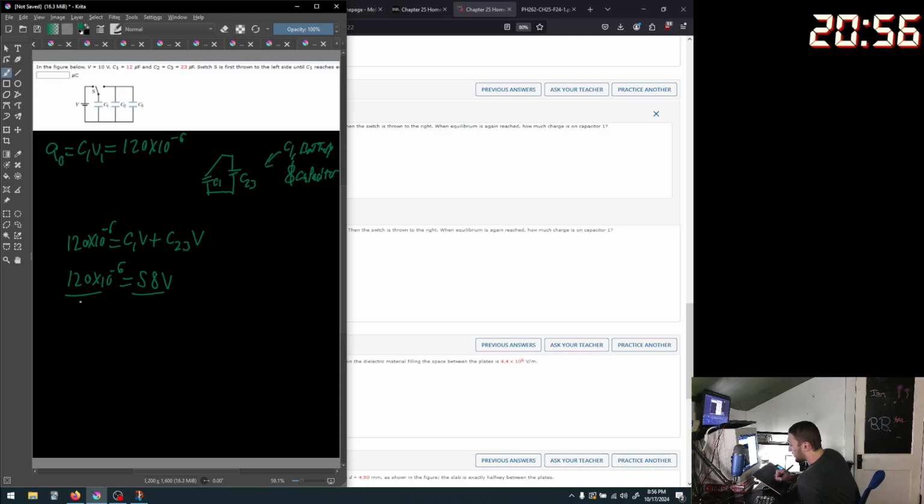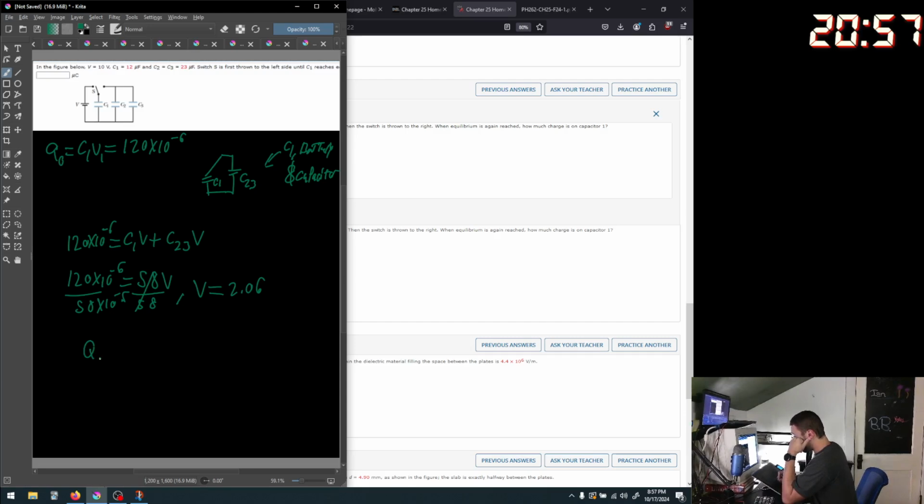Now we're going to divide both sides by 58. So V equals 120 divided by 58. And they're both times 10 to the negative 6, so those cancel out, I believe. So V equals 2.06. Now it's asking what's the charge left on C1.